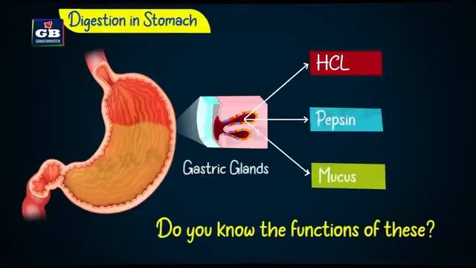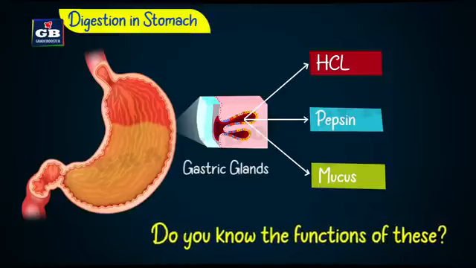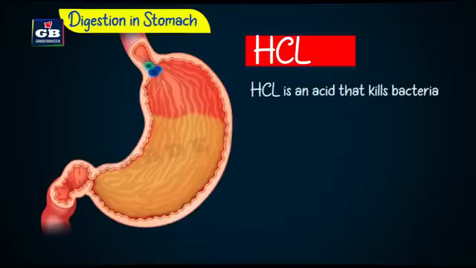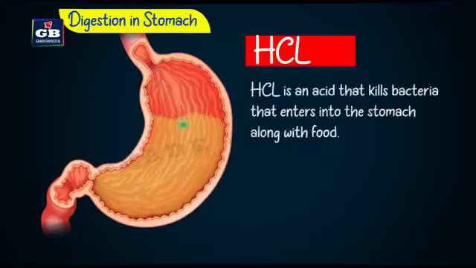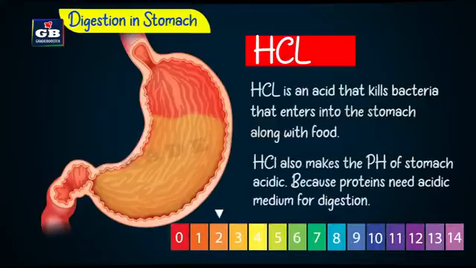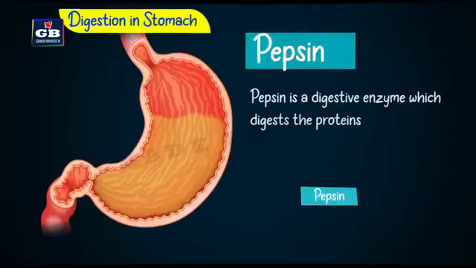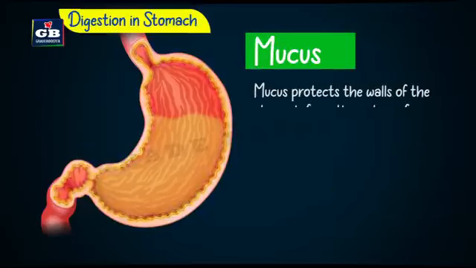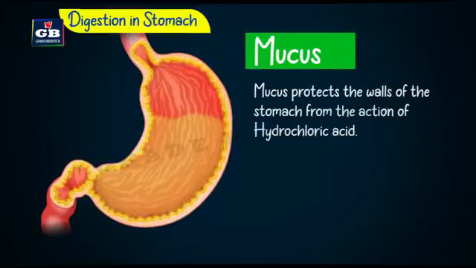Do you know the functions of HCl, pepsin, and mucus? HCl, that is hydrochloric acid, is an acid that kills the bacteria that enter the stomach along with food. HCl also makes the pH of the stomach acidic, because proteins need an acidic medium for digestion. Pepsin is a digestive enzyme which digests the proteins. Mucus protects the walls of the stomach from the action of hydrochloric acid.